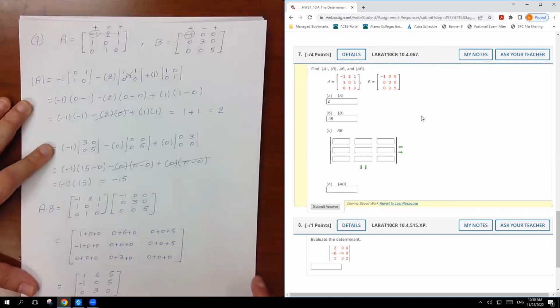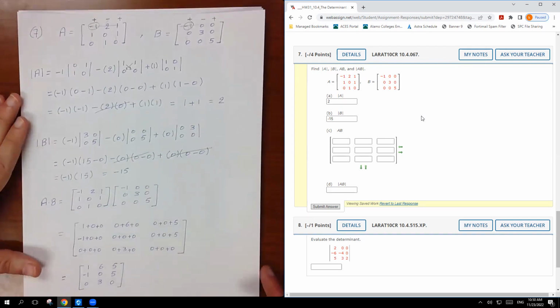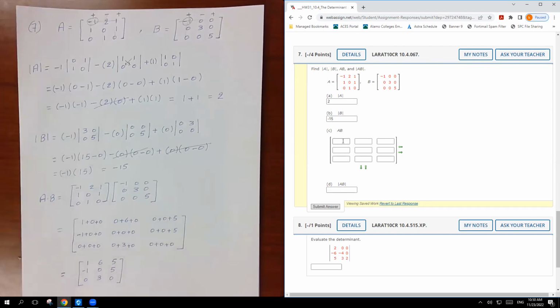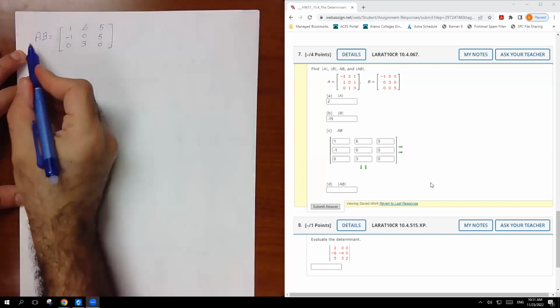Now, next step, we need to find the determinant for this matrix. So I'm going to plug in this one here: 1, -1, and 0, 6, 0, and 3, and 5, 5, and 0. Let's find the determinant for this matrix. So here is the matrix AB.